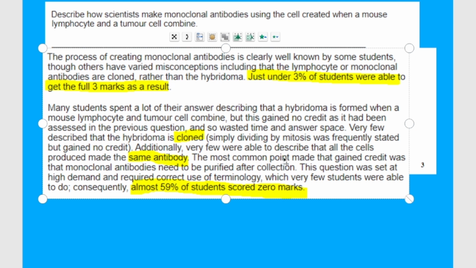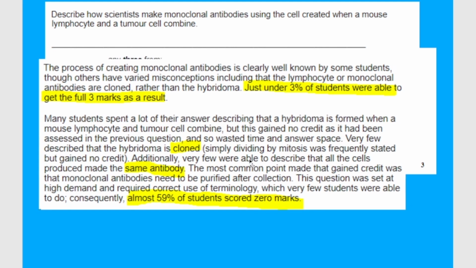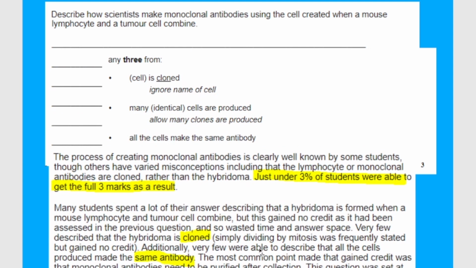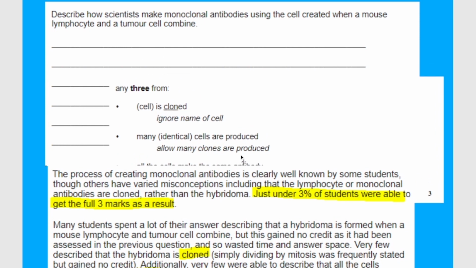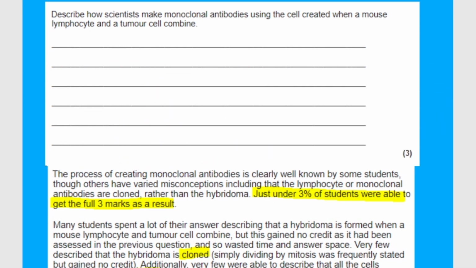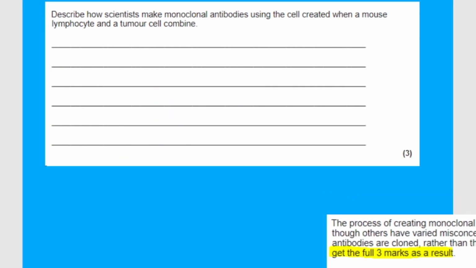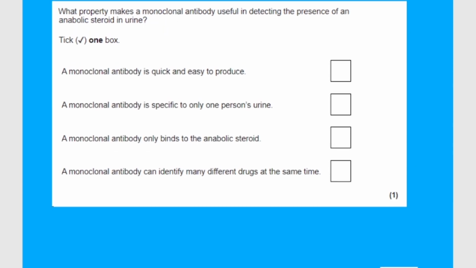The most common point made that gained credit was that monoclonal antibodies need to be purified after collection. This question was set at a high demand and required the correct use of terminology, which very few students were able to do. Almost 59% of students scored 0 marks. So this was a hard question. Most students got no marks. 97% of students didn't get full marks. Okay, on to the next one.